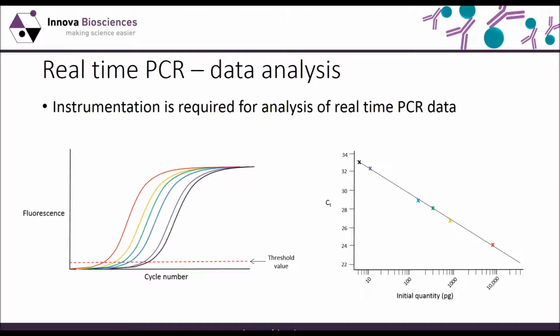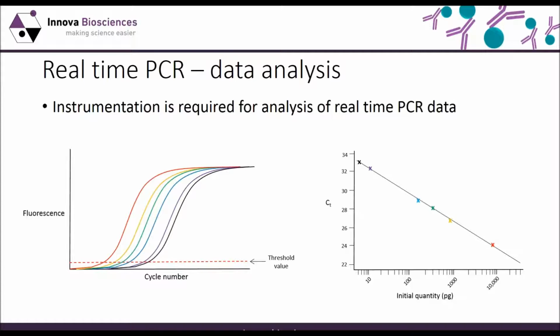Analysis of real-time PCR data relies on instrumentation. In the example shown here, the graph on the left shows PCR data from 6 samples, each of which contains a known starting amount of DNA. The red curve on the far left is derived from the sample with the highest amount of DNA, while the black curve on the far right corresponds to the sample with the lowest amount of DNA. The cycle number has been plotted against the level of fluorescence, and the CT value has been calculated for each sample. The lower the starting concentration of DNA, the higher the CT value.